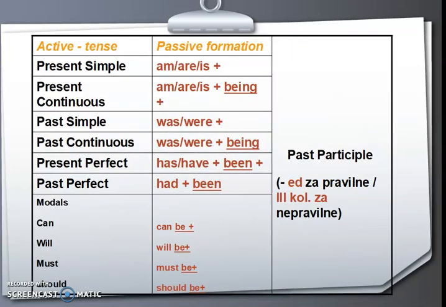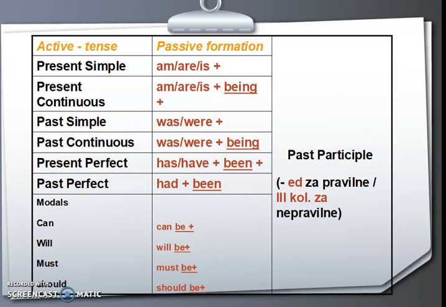Basically, this is the main structure. So if we have in an active sentence given present simple tense, in the passive formation we use am, is, are plus the past participle of the given verb to make a passive. So this is a structure for the main tenses: present simple, present continuous, past simple, past continuous, present perfect, past perfect, and modals. Okay, modal verbs.